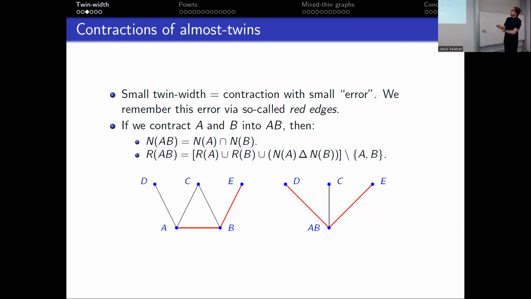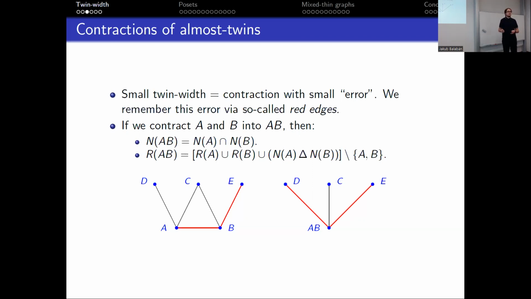This is a general case. Now there are some red edges from some previous contractions, so there are two colors of edges: the black ones, which are the regular edges of the graph, and the thick red edges. If we contract some vertices and they differ in their neighborhood, for example D is in the neighborhood of A but not in the neighborhood of B, then after their contraction the resulting vertex has a red edge to D. This means the neighborhoods differ on D, and we remember this difference by putting the red edge there.